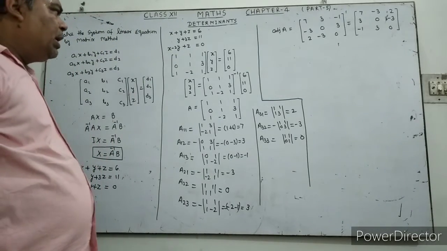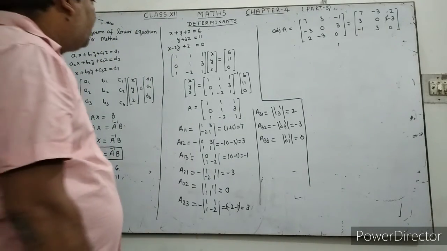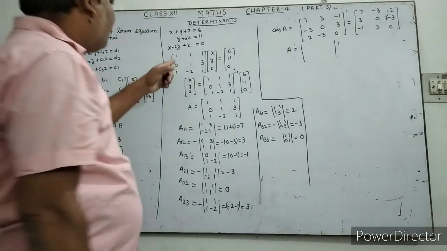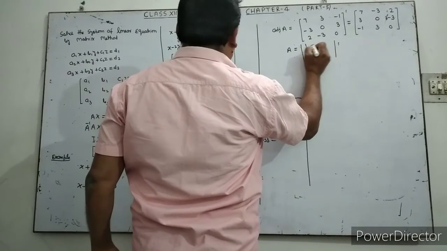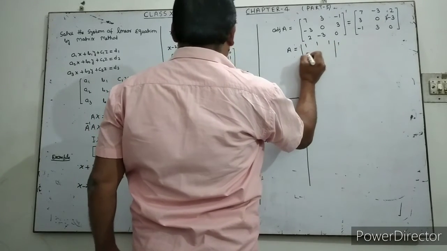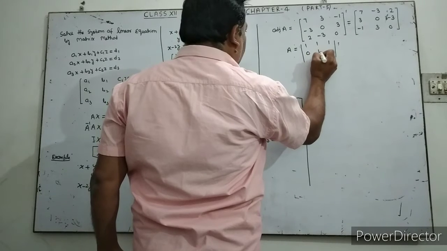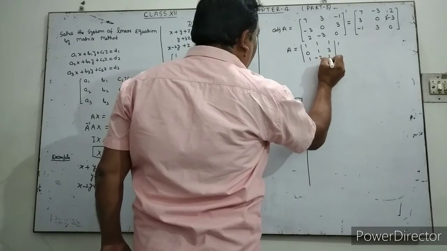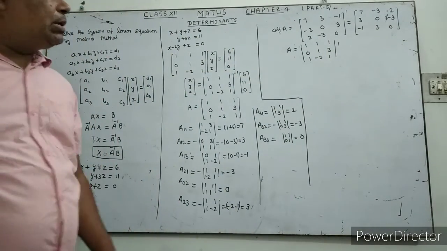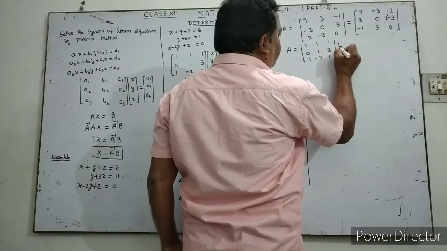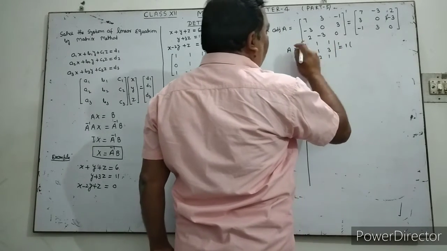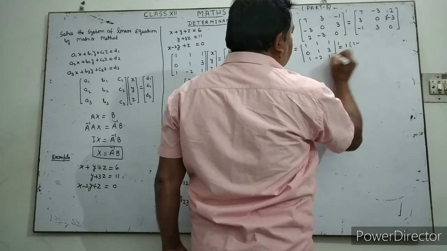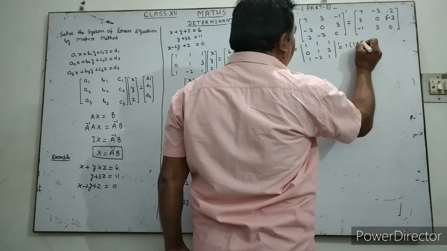Now we find the determinant of A. What is the value of A? The matrix A is 1, 1, 1, 1, 0, 1, 3, 1, minus 2, 1. Now the determinant: first row, first column. This is 1 minus 6, minus 6, that is plus 6.